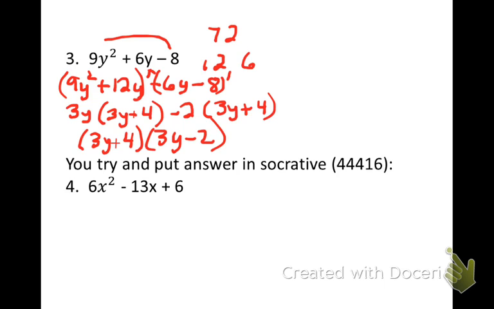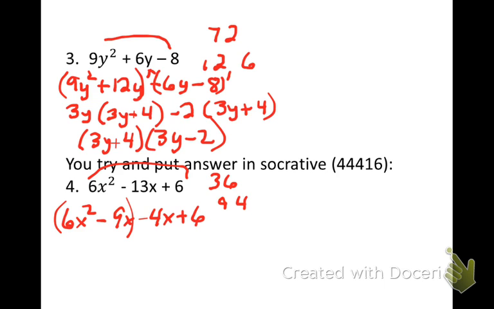Alright, again in this one, you might want to try either way. 6 doesn't have a lot of factors, so I'm not really sure which way you want to do it. If you multiply the two together, 6 and 6, you're going to get 36. So factors of 36 would be 9 and 4, that would give you 13. They both need to be negative, so 6x squared minus 9x minus 4x plus 6.